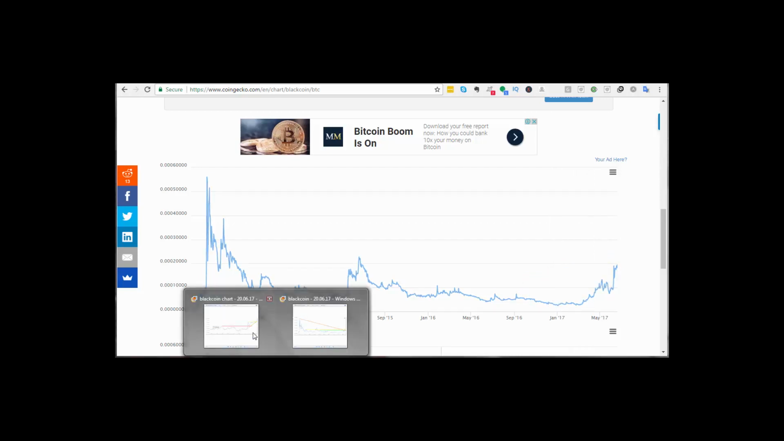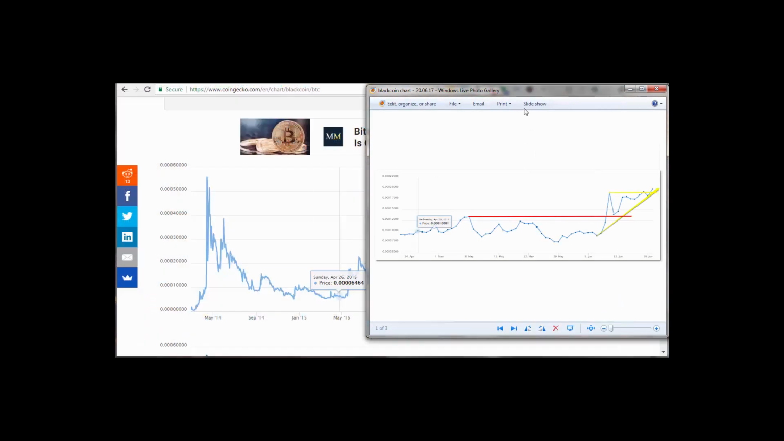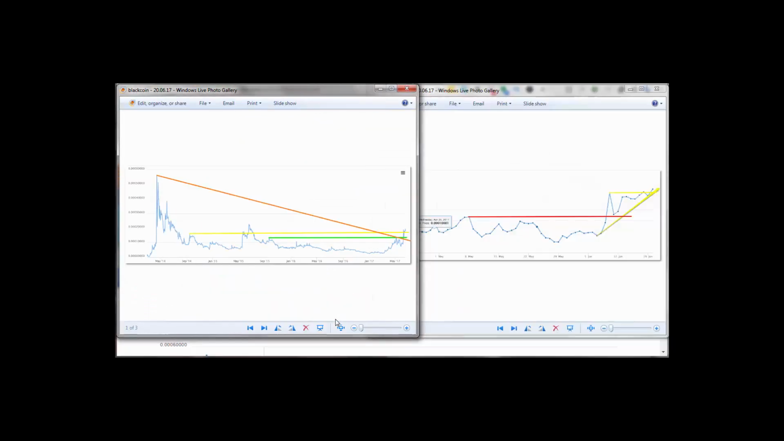But what I've done is I've actually created a chart. This is the one from CoinGecko. So as you can see here, it's had a high here in this orange line down to here, and this is one of the highs it's had. It's hit that high, tried to test that. It went back down, and then it hovered back up.